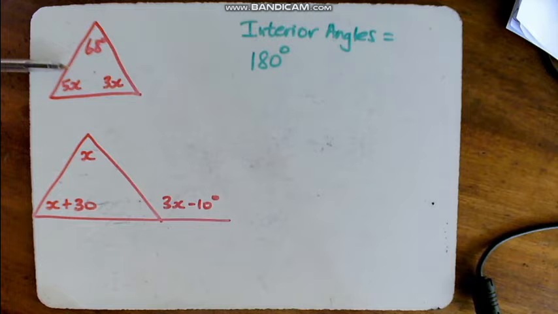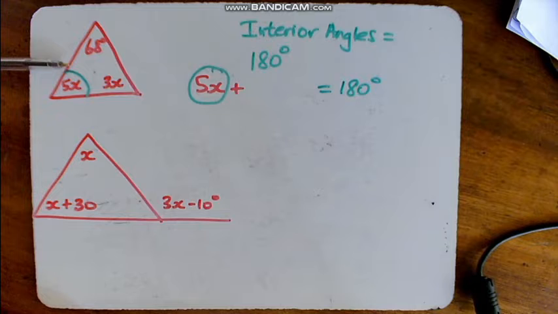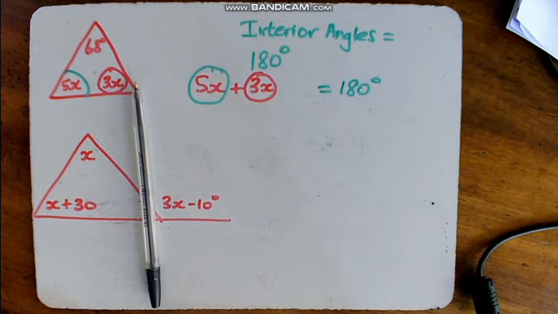These are the inside angles. Let's set up an equation that is equal to 180. Try it. Right, so three angles should give us 180. 5x is the first angle. 3x is the second angle. 68 is the third angle.